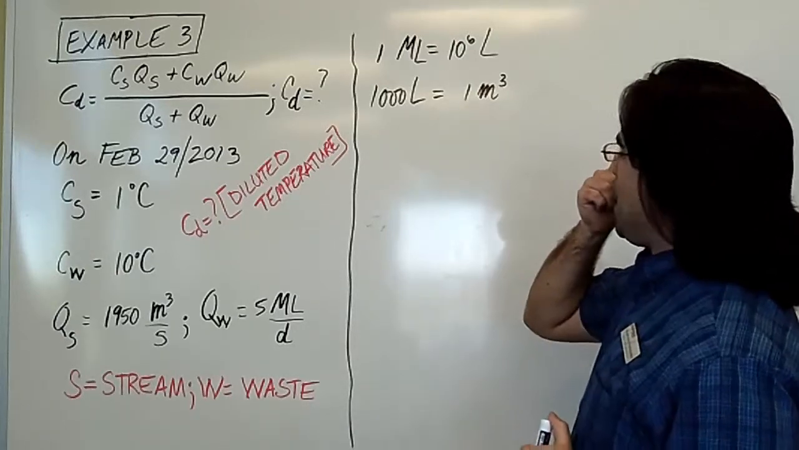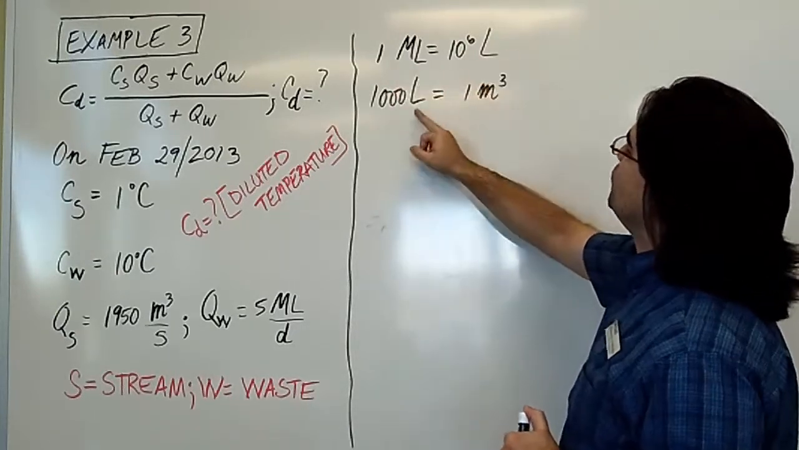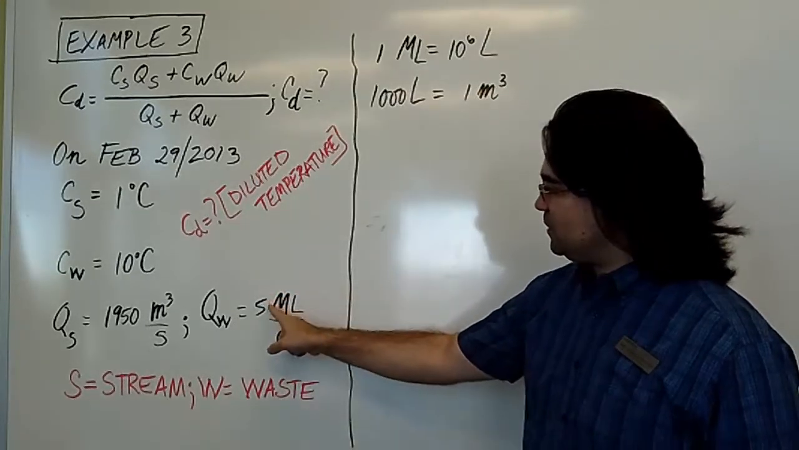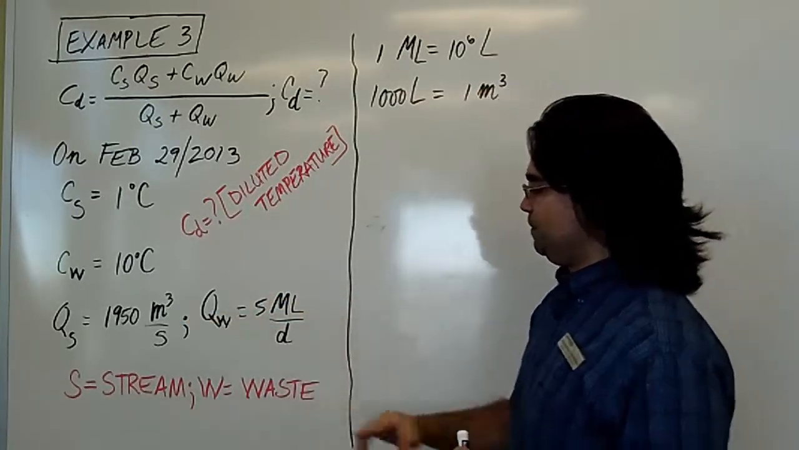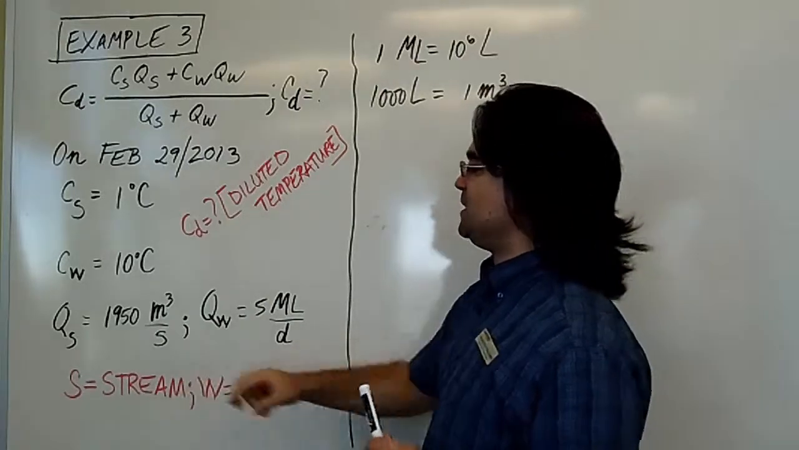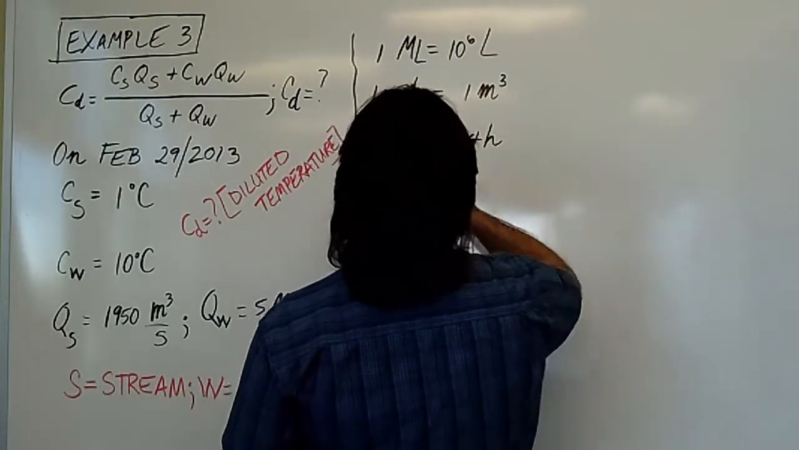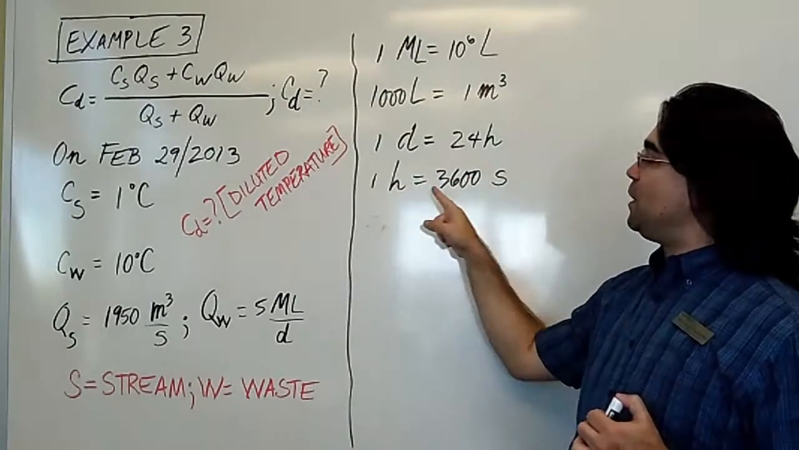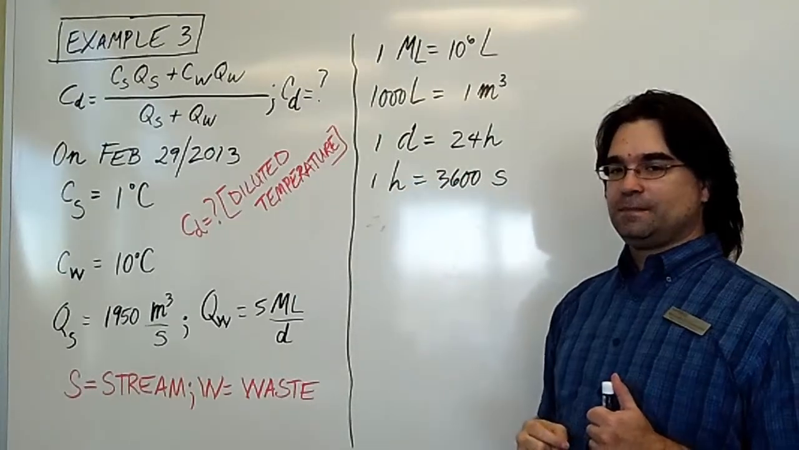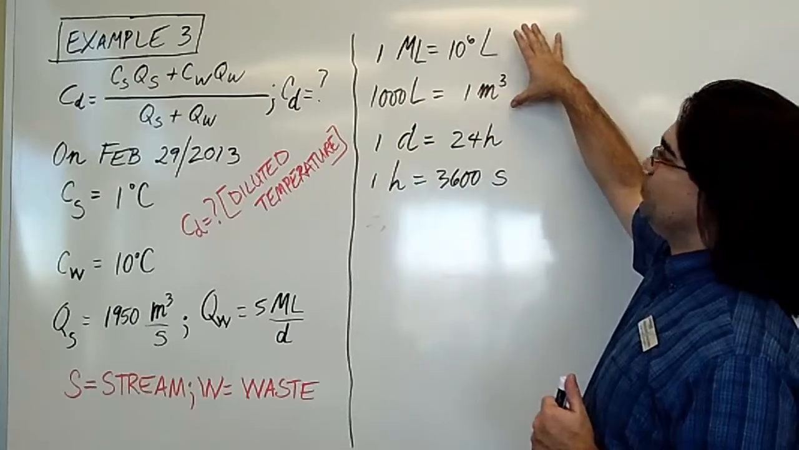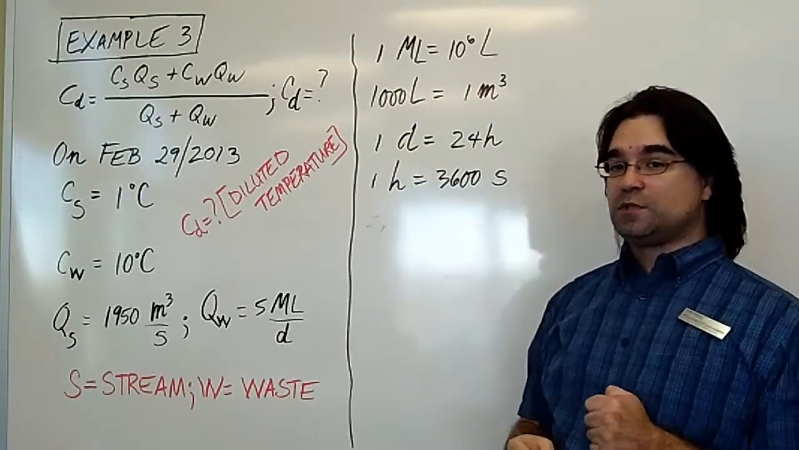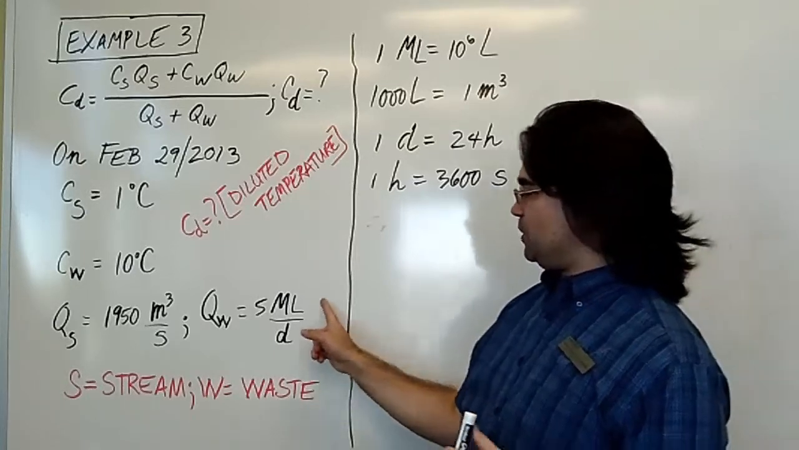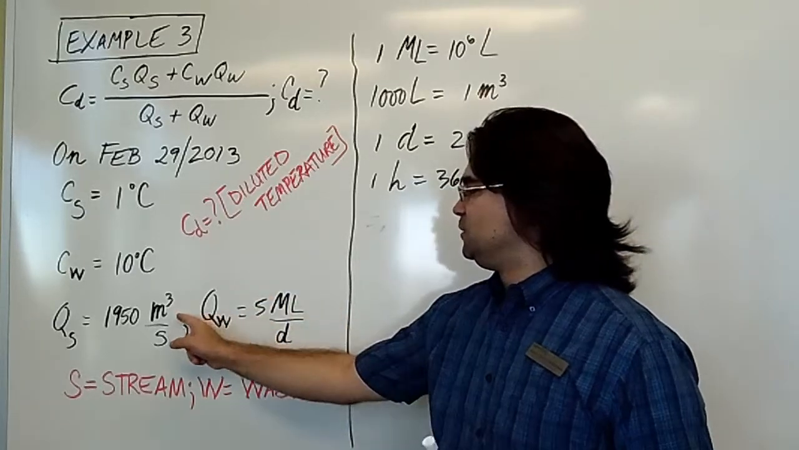Okay, so somehow I've gone from megaliters to liters, from liters to cubic meters. So that's great. I can convert this unit to this unit. How about from days to seconds? 1 day is 24 hours. 1 hour is 3,600 seconds. The same thing that I mentioned about these units applies to this in terms of the speed at which you're expected to come up with them. Now, I'm going to go through the process of converting this to these units.